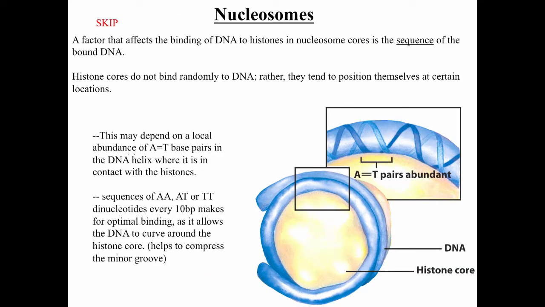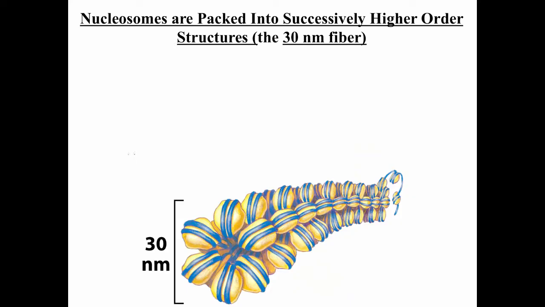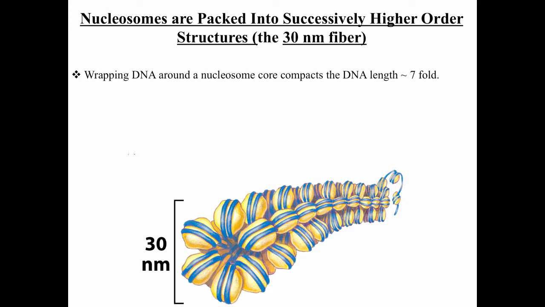All right. So we are going to skip this slide and move on to the next slide, which is these 30 nanometer fibers. So the nucleosomes can pack into this higher order structure called the 30 nanometer fiber. It's called 30 nanometer fiber because it's literally 30 nanometers wide in cross section. Now, when you wrap DNA around the nucleosome core, that helps to compact DNA about 7-fold, which is pretty good. It's an order of magnitude of compaction.